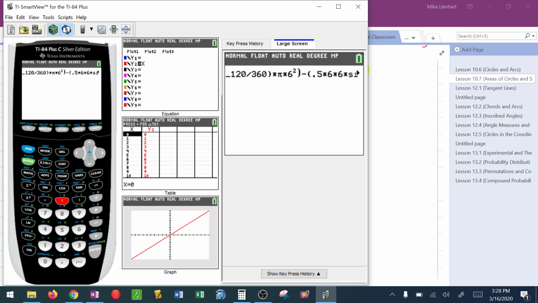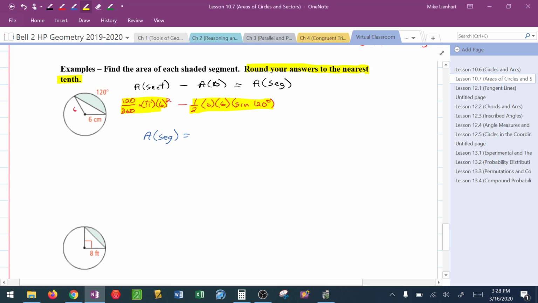Insert a parenthesis. All right, now this should work now. Let's hit enter. And I get 22.1. So the area of a segment is approximately 22.1 centimeters squared. So you can tell I even messed up a little bit there. All right, it's going to take a little bit of practice here.